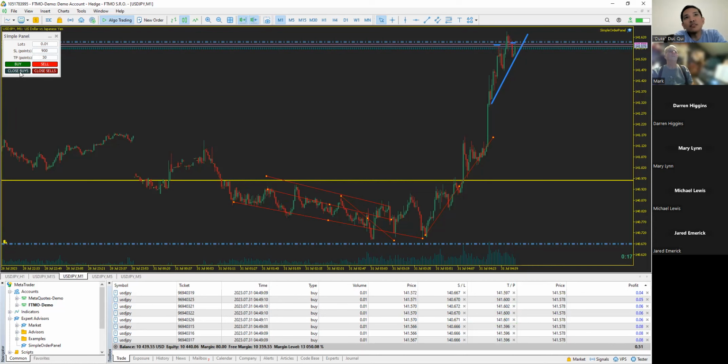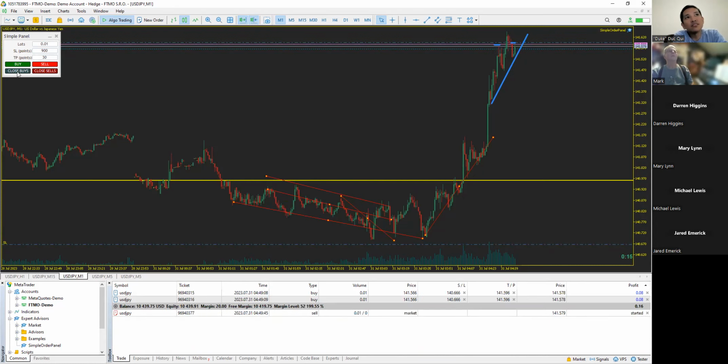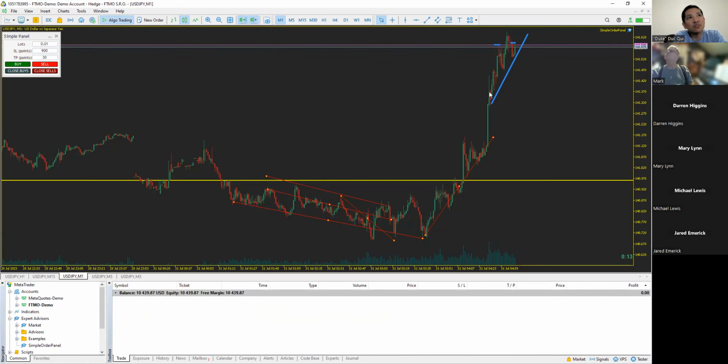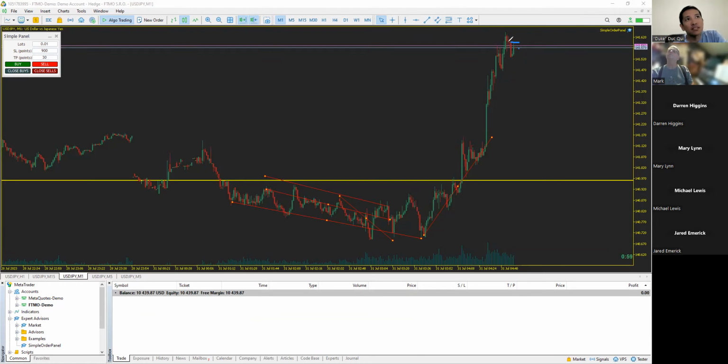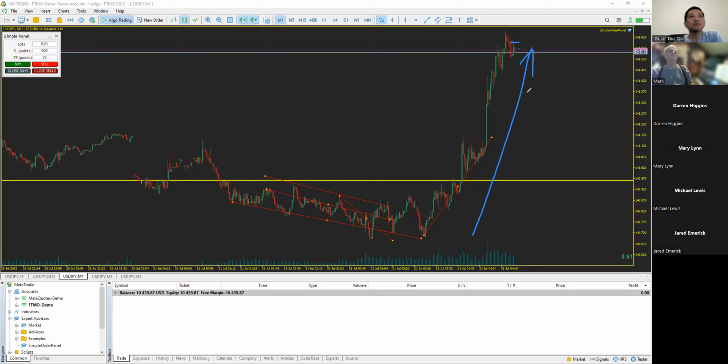And I close my buys right here, because I don't know if it has any more steam left. The reason for that is because it came wicked. And you see the body is below. But I'm out of my buys. I'm out of my risk. Because this is risky being in buys, but it's also risky selling in this market, because this is very much a marching market.